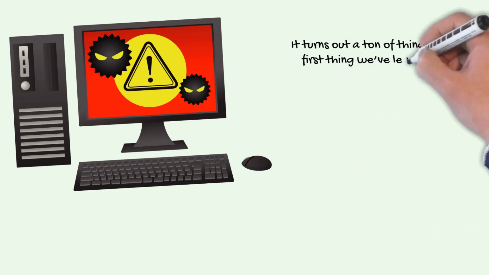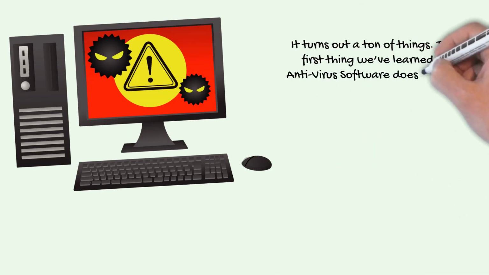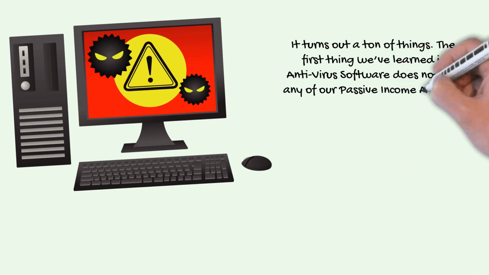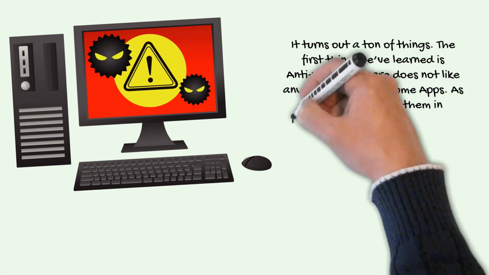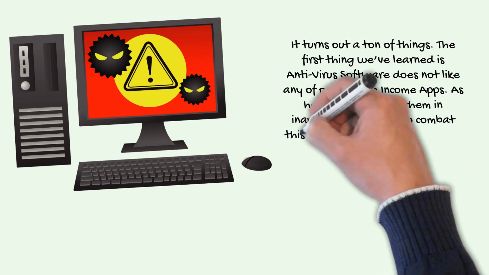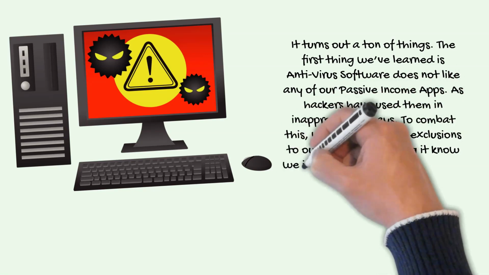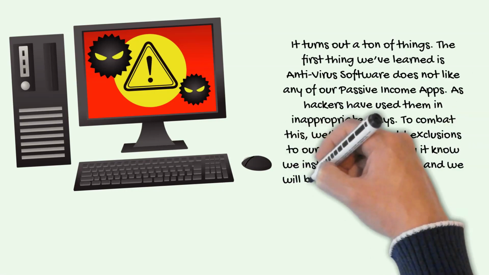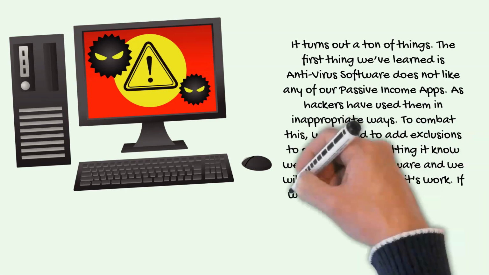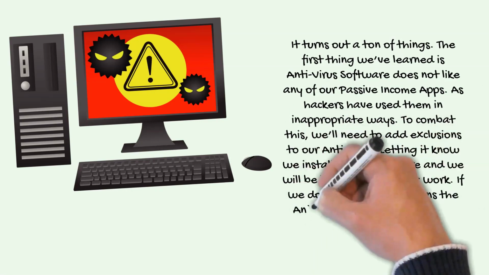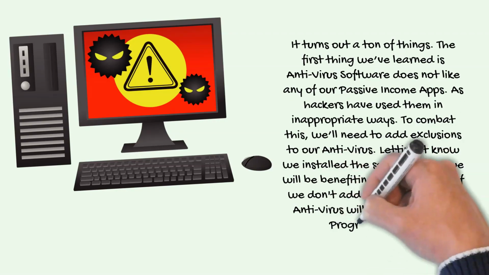The first thing we've learned is antivirus software does not like any of our passive income apps, as hackers have used them in inappropriate ways. To combat this, we'll need to add exclusions to our antivirus, letting it know we installed the software and we will be benefiting from its work. If we don't add the exclusions, the antivirus will shut each of the programs down.